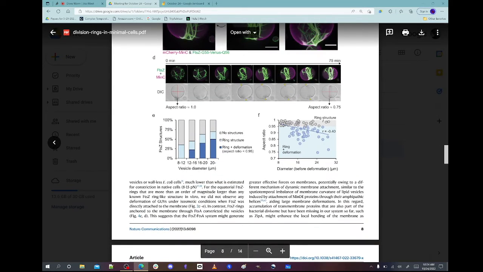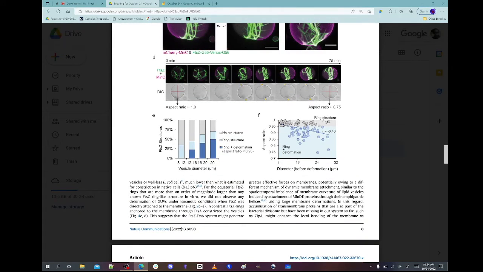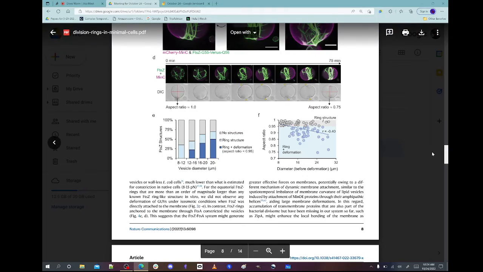And so if you vary the vesicle diameter and make it bigger, you get ring structures, ring deformation, and no structures. You get more rings plus deformation as the vesicles get bigger. You get more ring structures, period, as the vesicle gets bigger. So these FtsZ structures increase in frequency as you get a bigger vesicle. It's like having a bigger space allows for more things to happen.